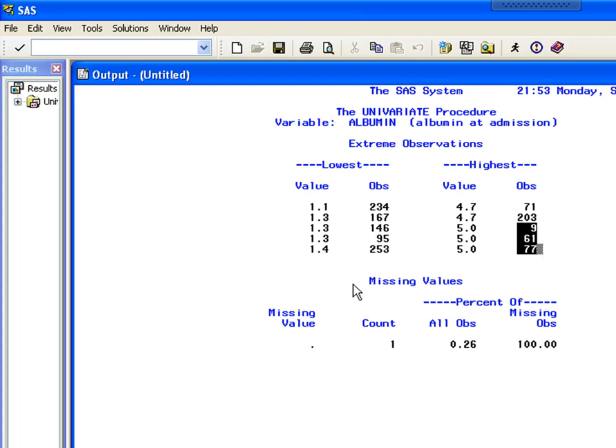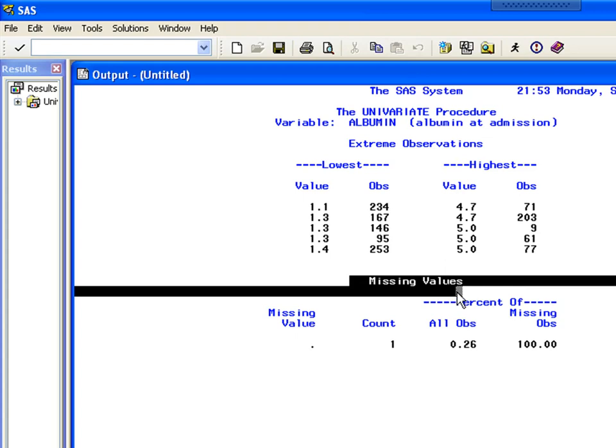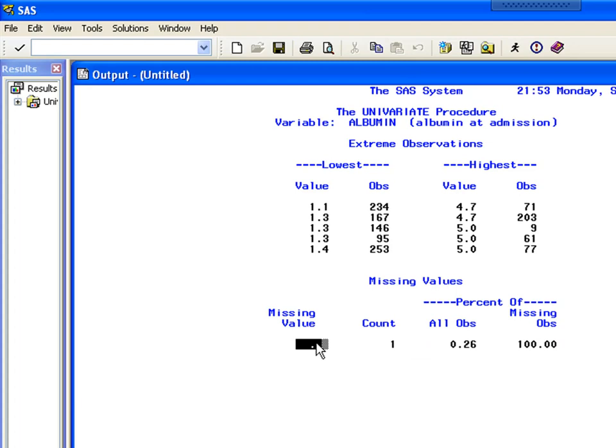Okay, here's the last section of the output. It's called missing values. SAS gives you a little summary of missing values. It tells you that missing values were represented as periods in the data set. That's pretty typical. SAS, by default, will represent missing values for numeric variables with a period. Remember that, okay? So the period, how many times did that occur for albumin levels? It occurred once. And since there were 378 observations altogether, including the missing value, that one observation makes up 0.26% of all the 378 observations.